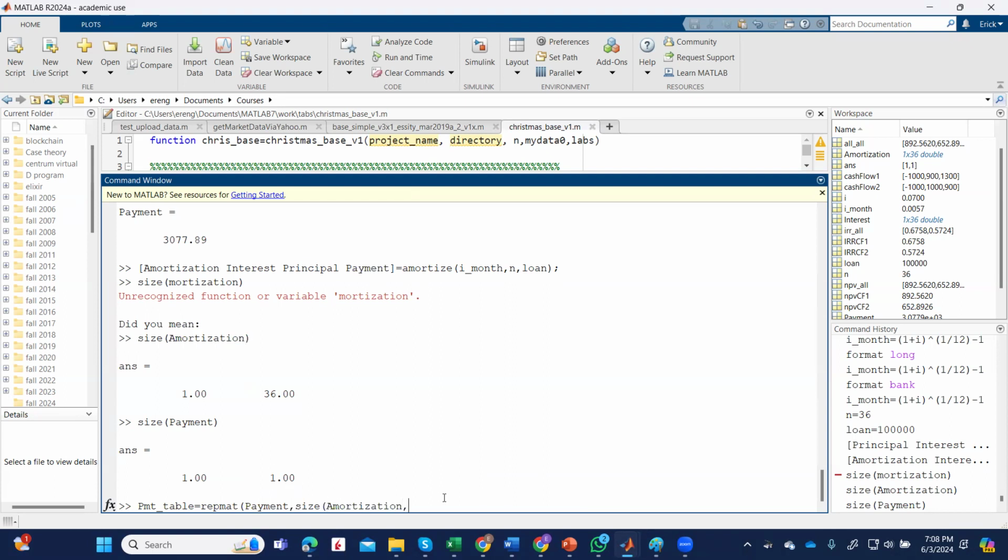What dimension, guys? 1 or 2? Take a look at the 1 or 2. Remember, size has 2 components. If you put size 1, it will give you this one. And if you put 2, it will give you this one here. So that's the one that I want. So this is the number of columns. So I want payments to repeat 36 times and only 1 column.